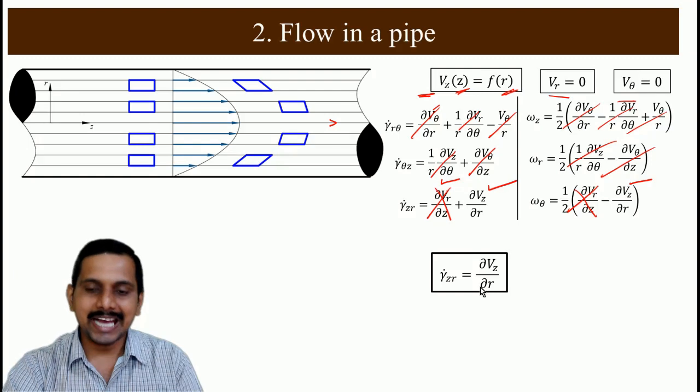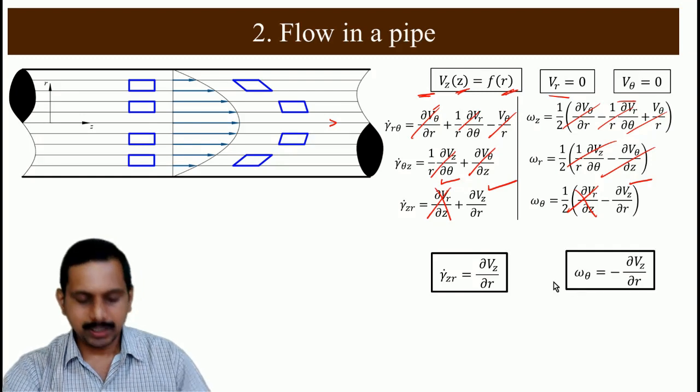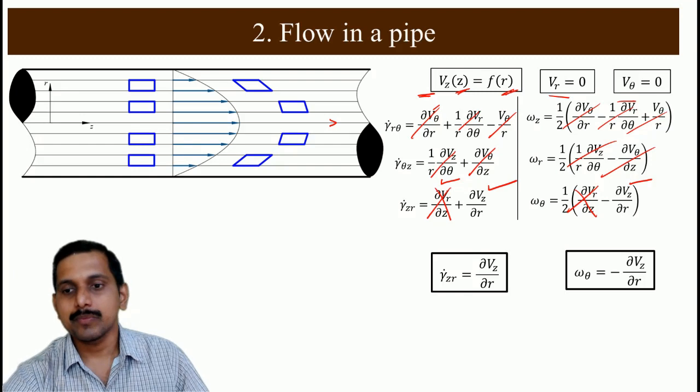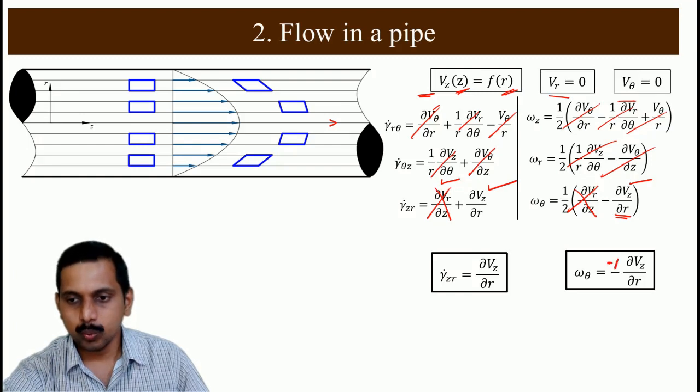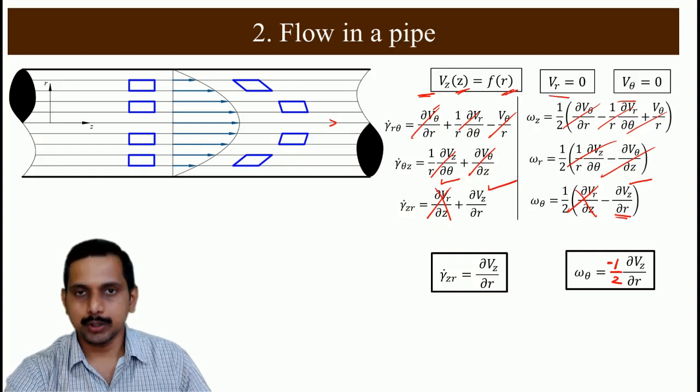That means it has shear strain. It experiences strain rate. So it is a shear flow. Another one is the omega theta. This omega theta remains, so dou Vz by dou r remains. Here one of the mistakes is minus 1 by 2 has to be there. So it is minus 1 by 2 dou Vz by dou r.